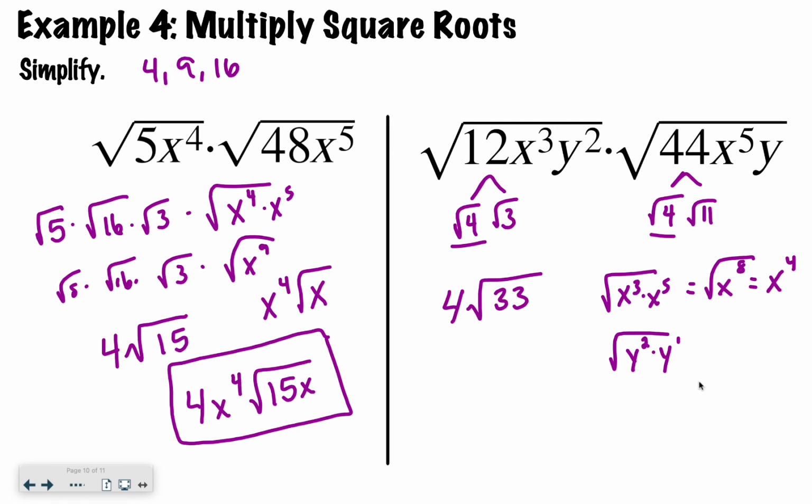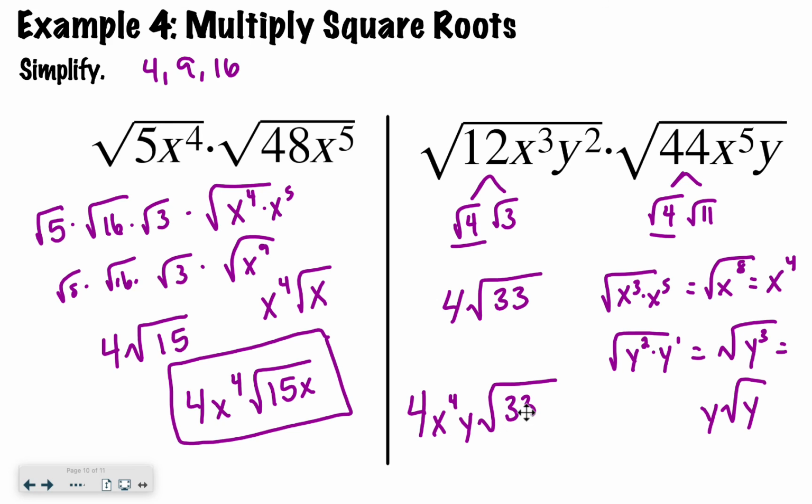Then the last one, we have the square root of y squared times y. The second y is like y to the 1st. If I add those exponents together, I have y to the 3rd. If I simplify that, there's 1 group of 2 with 1 left over. So if I write everything, I have a 4 on the outside, an x to the 4th on the outside, and a y on the outside. Then on the inside I have 33. There's nothing for an x left on the inside, but there is a y left on the inside. So that would be my final answer for that problem.